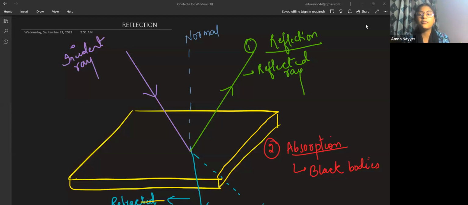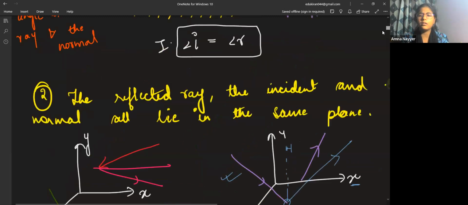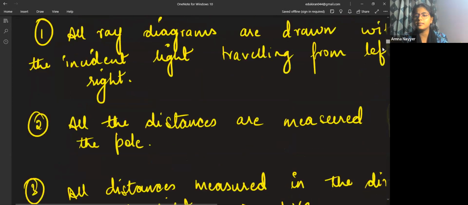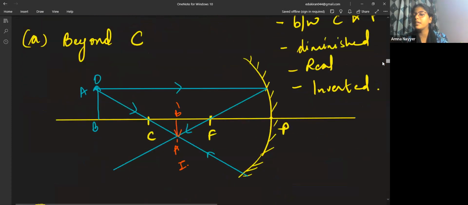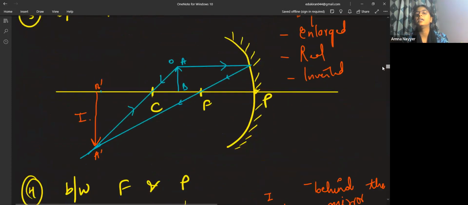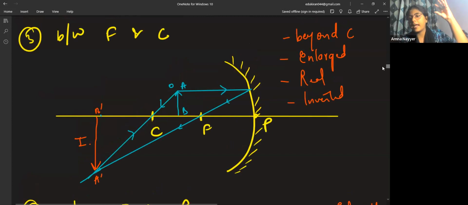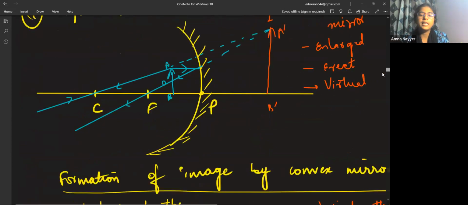Then we had seen the mirror formula also. Sign convention and all that was done before that. So I'm not discussing all this again. In the last class, we had seen how to draw mirror images, right? If an object is there and light strikes on it, then how will you draw the image? That is what we had seen.